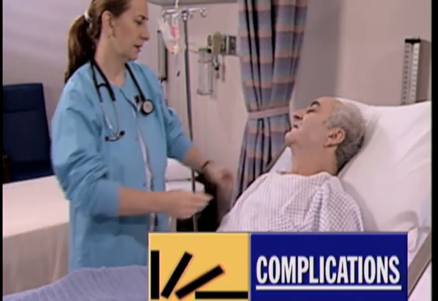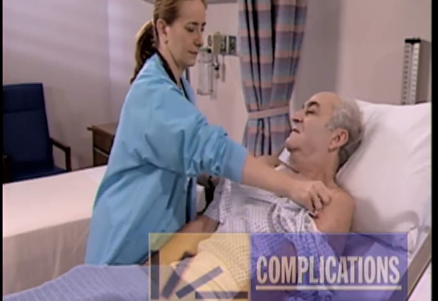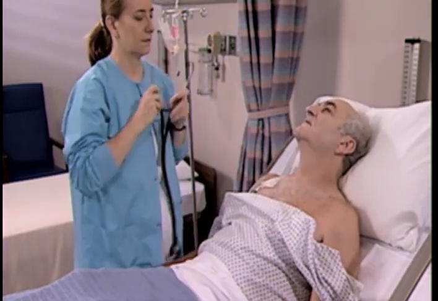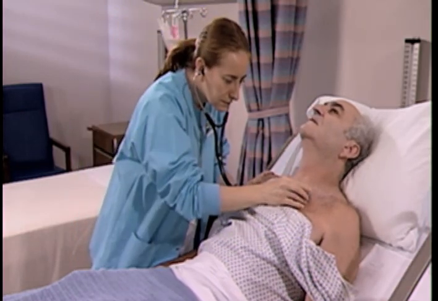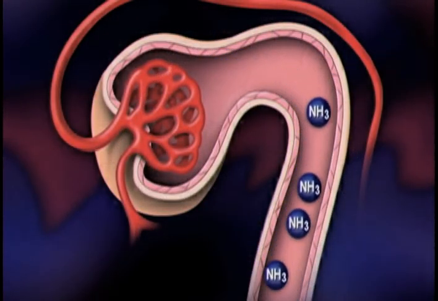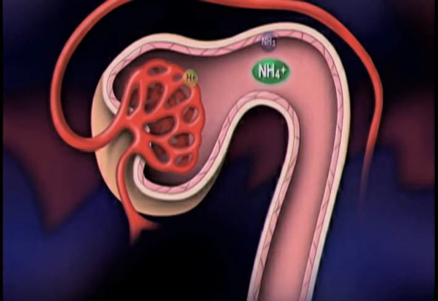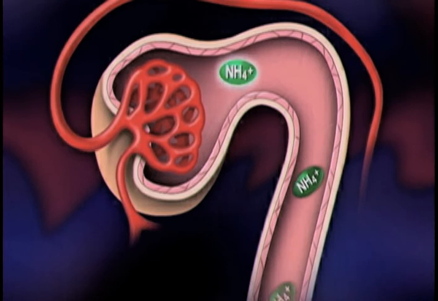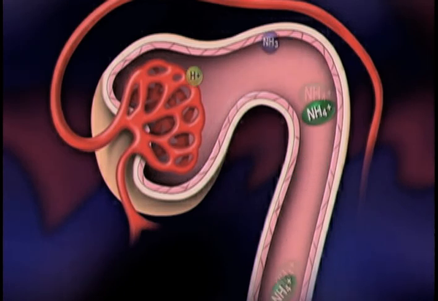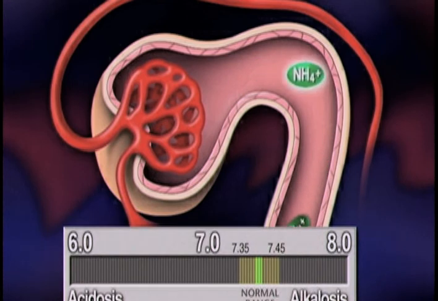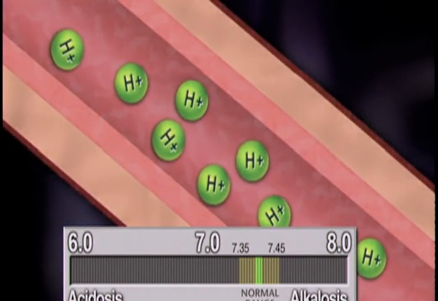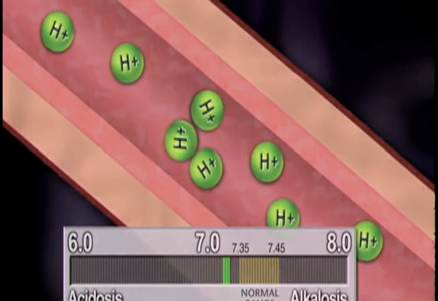Now observe your patient's breathing. He may have Kussmaul's respirations, which are rapid, deep breaths caused by metabolic acidosis. This complication occurs because the damaged tubular epithelial cells lose their ability to synthesize ammonia, or NH3. Normally, ammonia combines with hydrogen ions to form ammonium, or NH4, which is excreted in the urine. By promoting hydrogen ion excretion, ammonia helps maintain a normal blood pH. Without ammonia, hydrogen ions accumulate in the blood, lowering the pH.